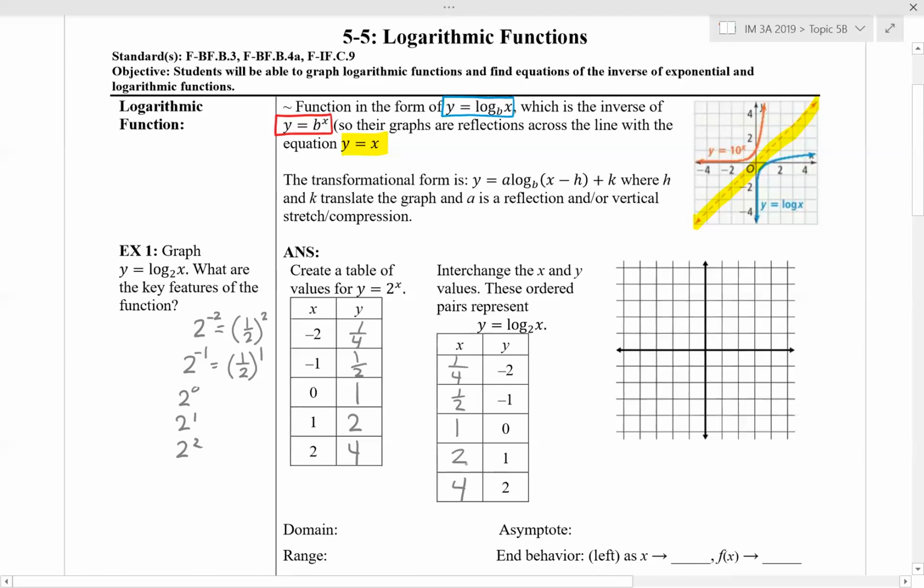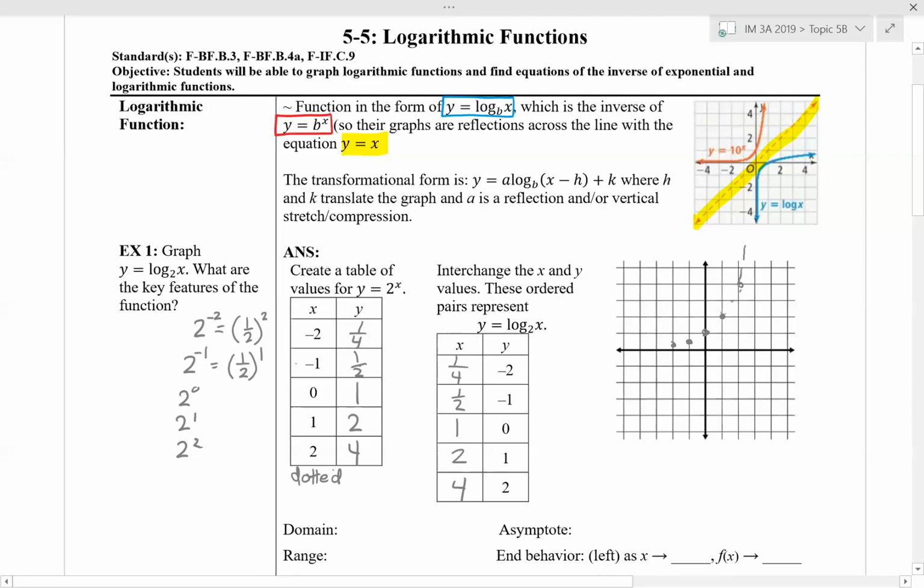I'm going to graph this one as a dotted line, just so that you can see what the exponential graph looks like, as a reminder about how that worked, and we'll talk about the asymptote as well. If I plot the point -2, 1/4, that's close to the x-axis here. Then -1, 1/2; 0, 1; 1, 2; and 2, 4.